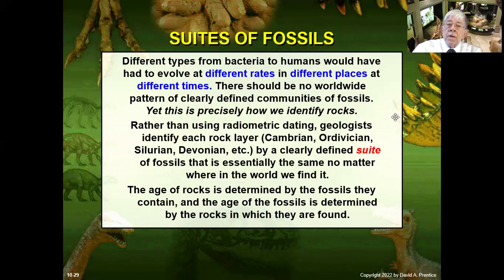Evolutionists don't use radiometric dating. They identify each rock layer, such as Cambrian, Ordovician, and so forth, by a clearly defined suite of fossils that's essentially the same no matter where in the world you find it. The age of the rocks is determined by the fossils they contain, and the age of the fossils is determined by the rocks in which they're found.